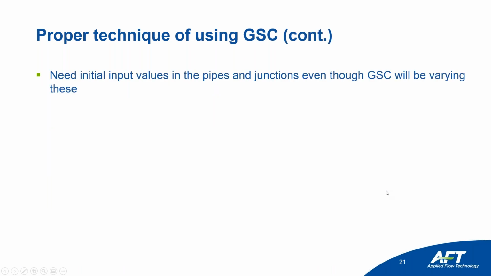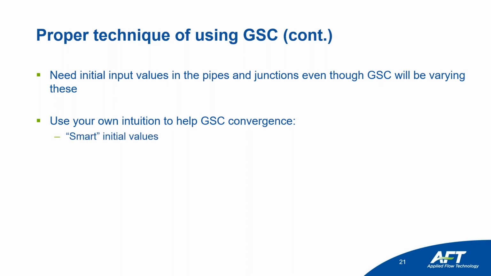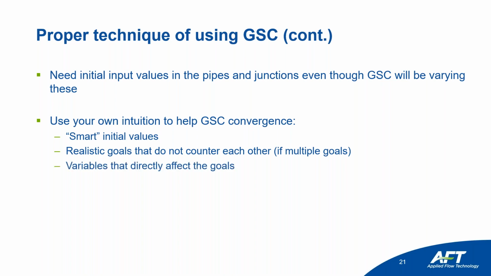That's pretty important. You need initial input values in the pipes and junctions, even though GSC will be varying them. So although it will be changing what you put into the junction, you still need to put in your parameter value into those junctions and pipes. Use intuition to help convergence, what I call smart initial values, which ties into running the model before GSC. Make sure everything makes sense, and make sure the goals are realistic and they don't counter each other if there are multiple goals.